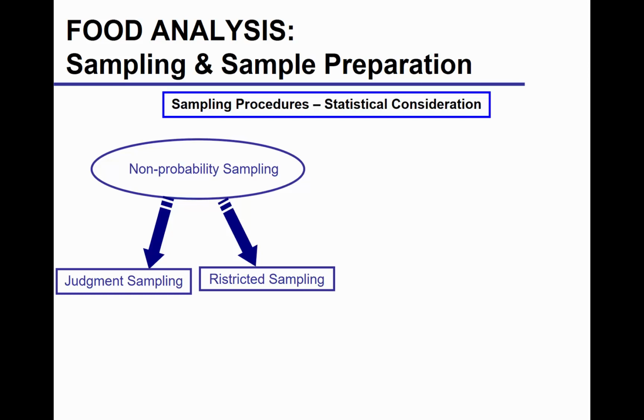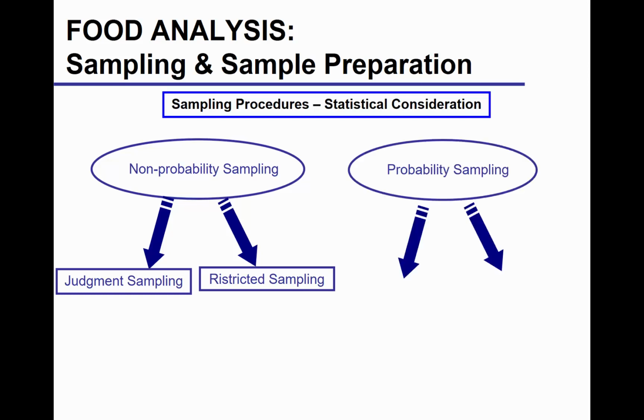Judgment sampling is basically done by somebody that has experience. So you have this truck of grain and it's been emptied, so somebody comes and from experience grabs a couple of samples for analysis. Now, what is better is the sampling based on probability and statistics. So we call it probability sampling, and there are so many different kinds.